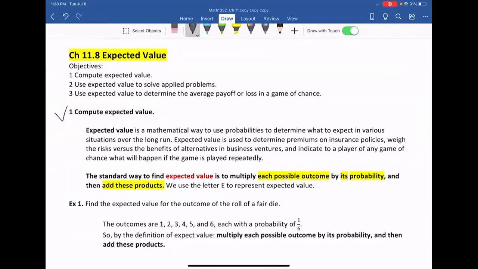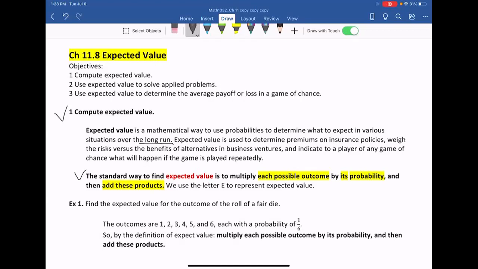Expected value is a mathematical way to use probabilities to determine what to expect in various situations over the long run. Expected value is used to determine premiums on insurance policies, weigh the risks versus the benefits of alternatives in business ventures, and indicates to a player of any game of chance what will happen if the game is played repeatedly.